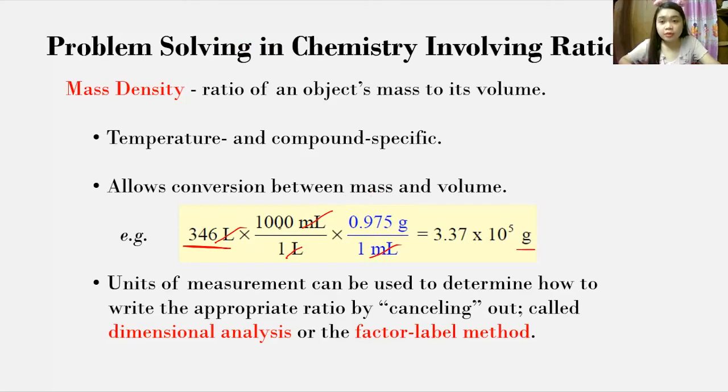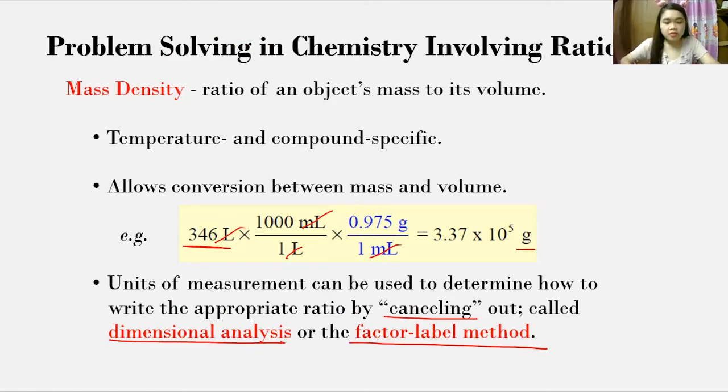So it can be put the other way around. If you're given the grams or the mass, and you want to calculate the volume, you just also need to divide it by the mass density. So the units of measurement can be used to determine how to write the appropriate ratio by cancelling out, and this process is called dimensional analysis or the factor label method.